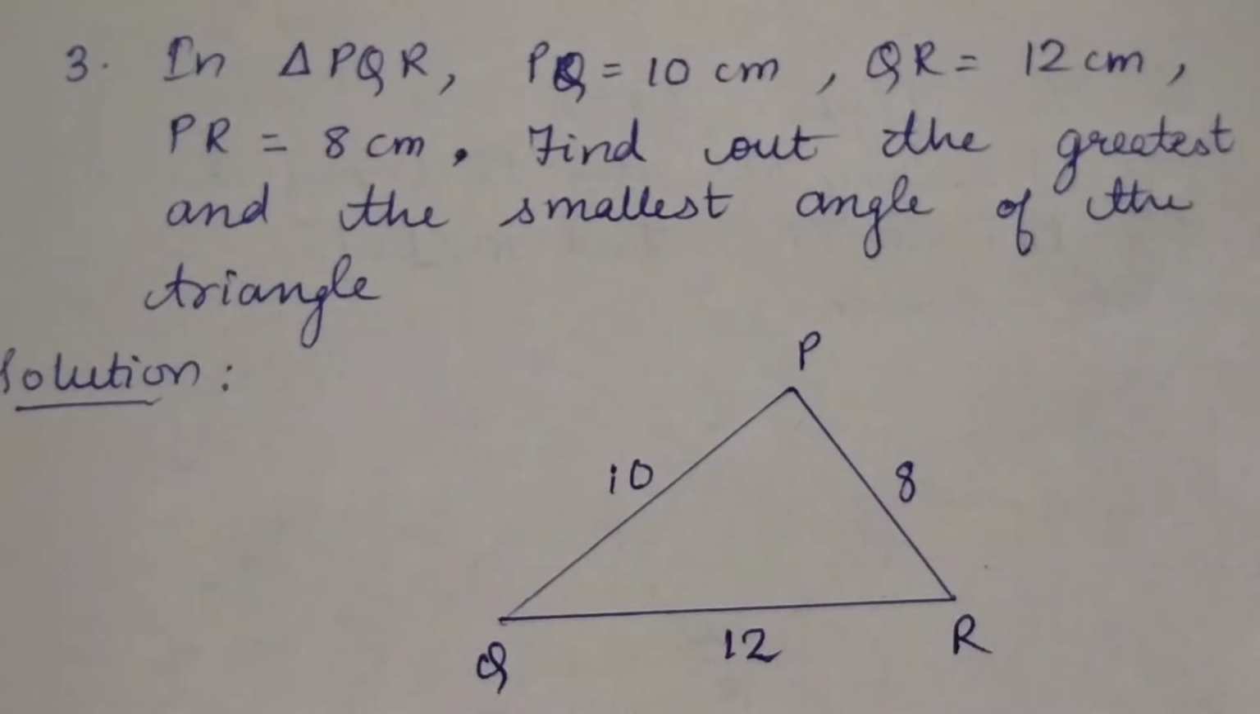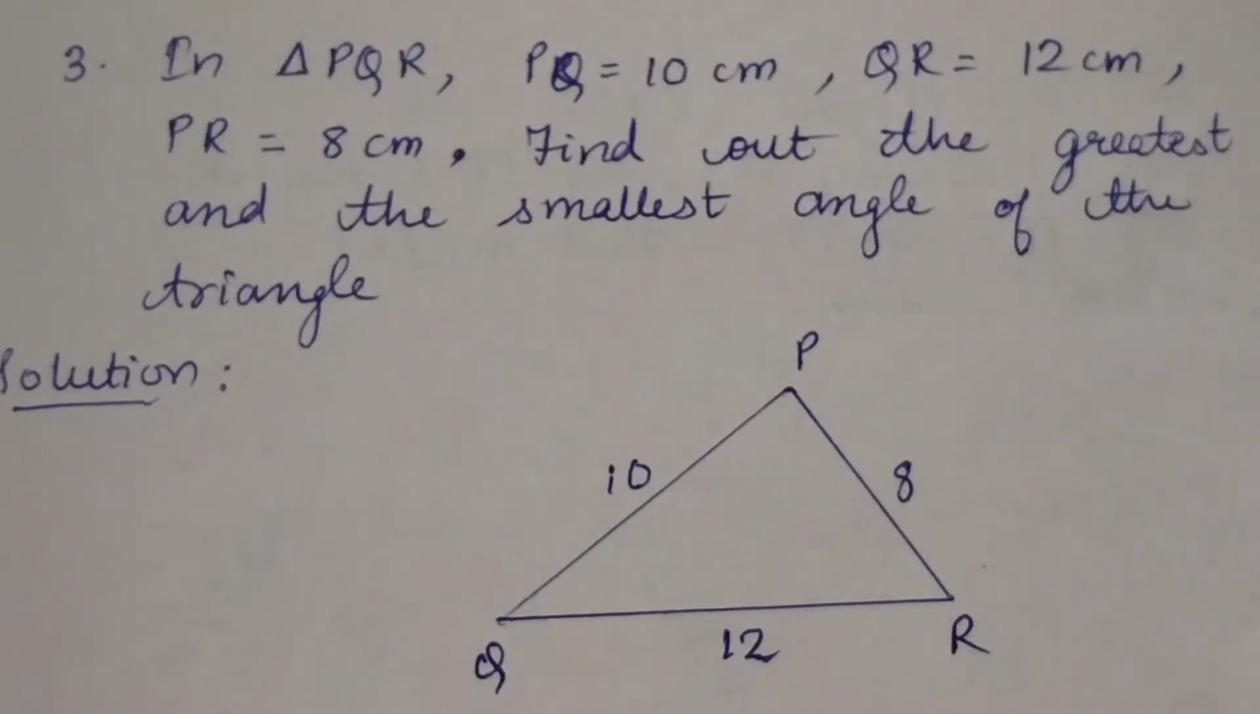So based on the sides, we are going to find out the greatest and the smallest angle in this question. For example, say PQ is equal to 10 centimeter, QR is equal to 12 centimeter, and PR is equal to 8 centimeter. Find out the greatest and the smallest angle of the triangle. Remember, this is very easy.